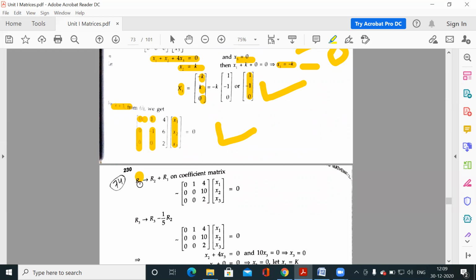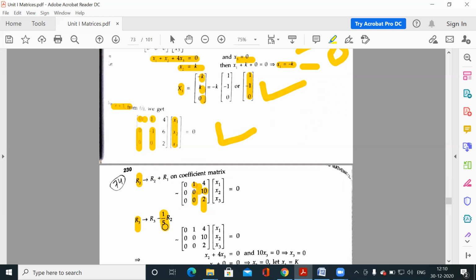So R2 would be changed like R2 plus R1. R3 is already 0, so there is no need to change R3. So only R2 would be changed. So 0, 1, 4. Now 0 plus 0, minus 1 plus 1 is 0, 6 plus 4 is 10. So this is your second row, and the third row is as it is: 0, 0, 2. Initially we started from here and made these elements 0. Now we will shift diagonally here and use this to make these elements 0. So now using 10 we have to make this 0. So R3 would be changed. So how will I change this? We have to make this 2.